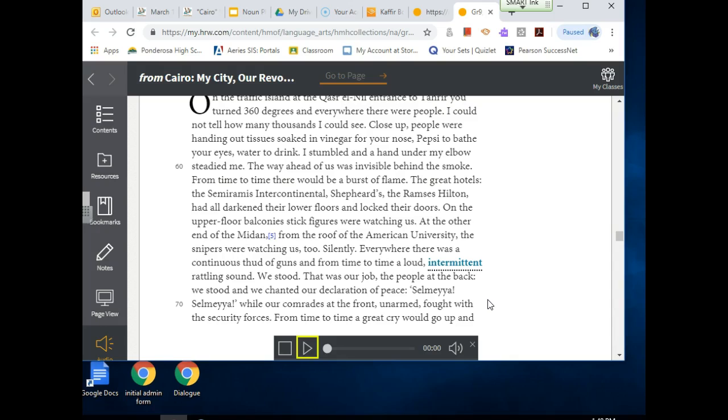Okay, so look at the board. Look at how she phrases this, okay? On the upper floor balconies, stick figures were watching us. At the other end of the Midan, from the roof of the American University, the snipers were watching us too, silently. Everywhere there was a continuous thud of guns and from time to time, a loud intermittent rattling sound. We stood. You see how she's changing up the way she formats her sentence to make it more intense and change the tone and the mood?